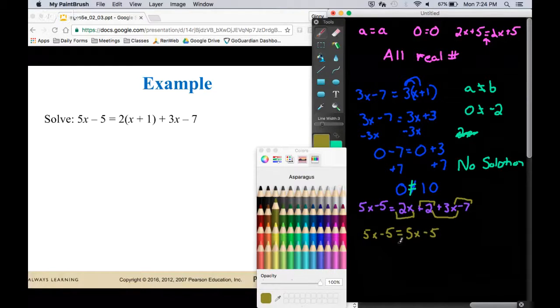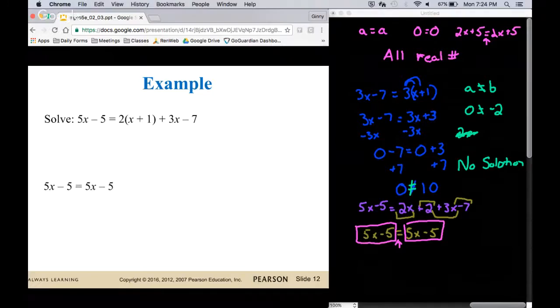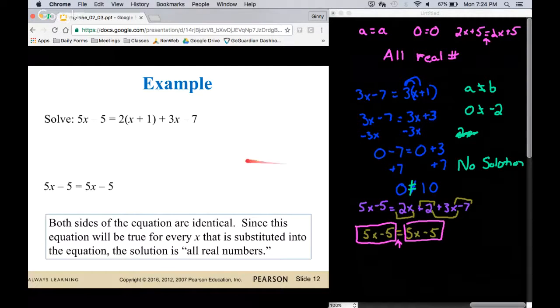You don't have to solve this any further. You can already see that on this side of the equation and on this side of the equation, they look identical. If at any point they look absolutely identical like this does, you can immediately say that your solution is going to be all real numbers. This is where some of you got hung up earlier. Just make sure that if at any point you get a statement like this where it's identical, you can stop right away and just put in that it's all real numbers.